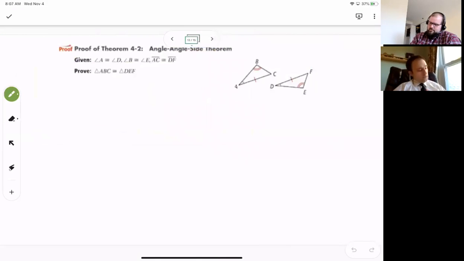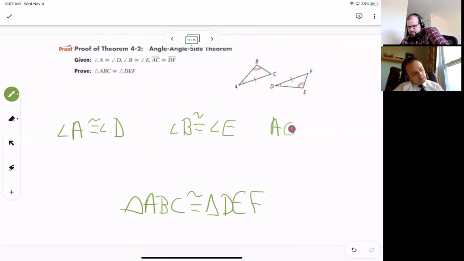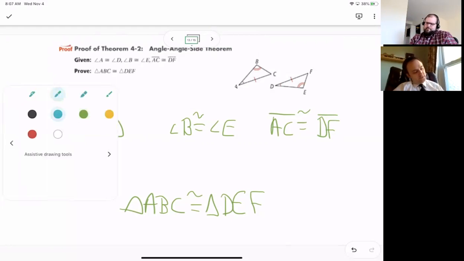So we're going to do a little proof here of the angle, angle, side theorem. We want to show that triangle ABC is congruent to triangle DEF. We're given an angle, and a side. So we got AC is congruent to, no, DF. So we're given an angle, and a side. That's all given information.